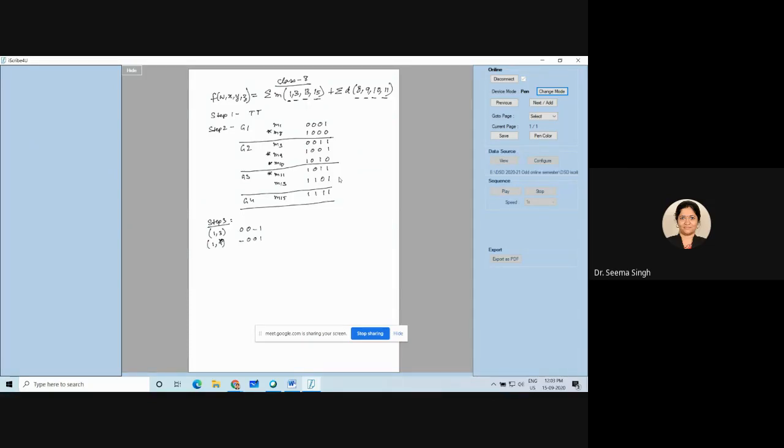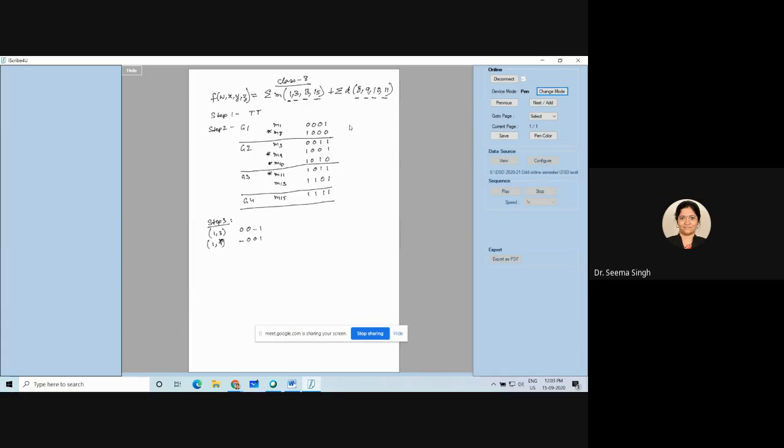Next grouping is 1 3 done, 1 9 done, 1 10 is not possible. So as you remember, we do pairing between adjacent groups only. So 1 and 3 done, 1 and 9 done, 1 and 10 not possible because two variables are changing. First one and third one are changing, so 1 10 is not possible. So pairing of group 1 to all of group 2 is over.